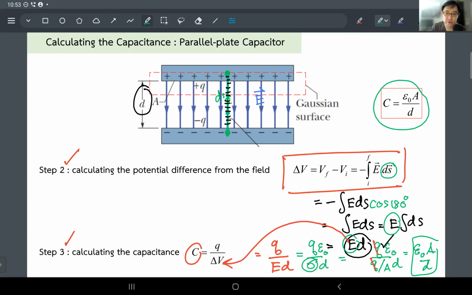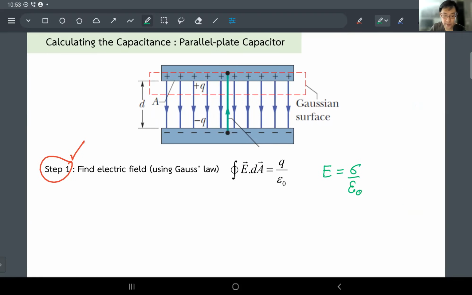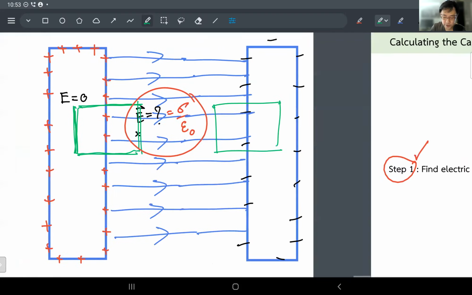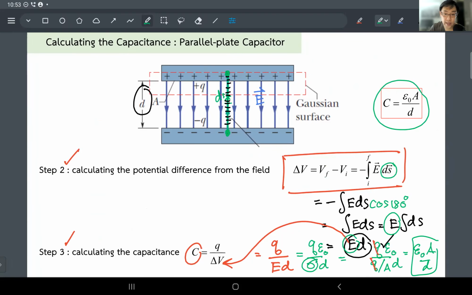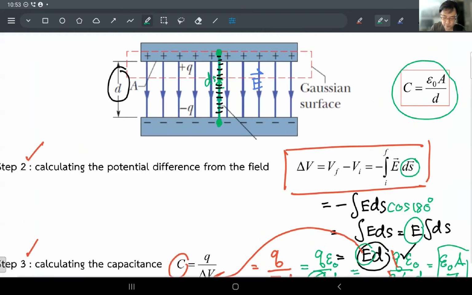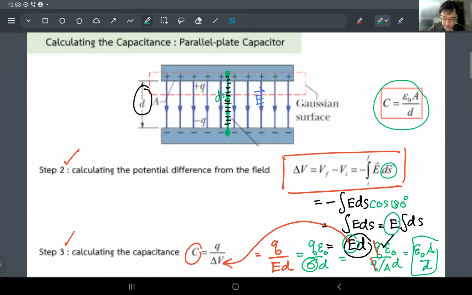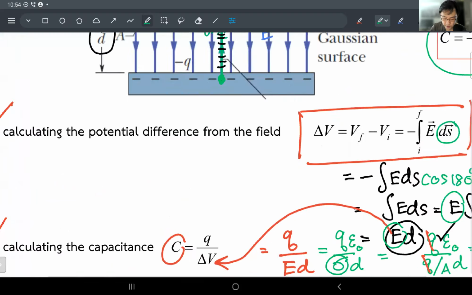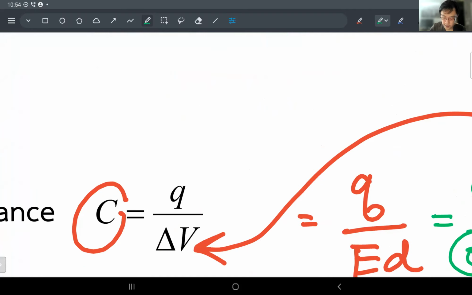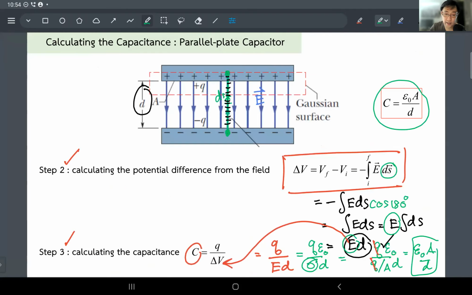However, what you're seeing over here is just a three-step process. Get the E from Gauss's law. Once you know the E, the field can be calculated using the relationship between the field and the potential difference. Don't forget the negative sign, as we already mentioned before. And once we have that, you take the potential difference that you got into the definition of the capacitance. It's a charge per potential difference. And you just rearrange whatever you got a little bit.